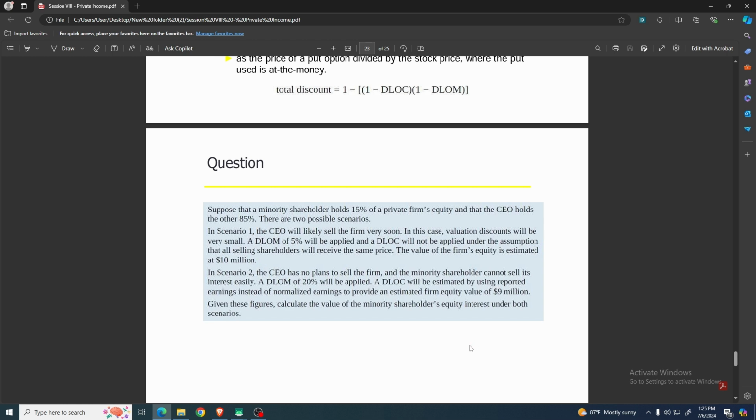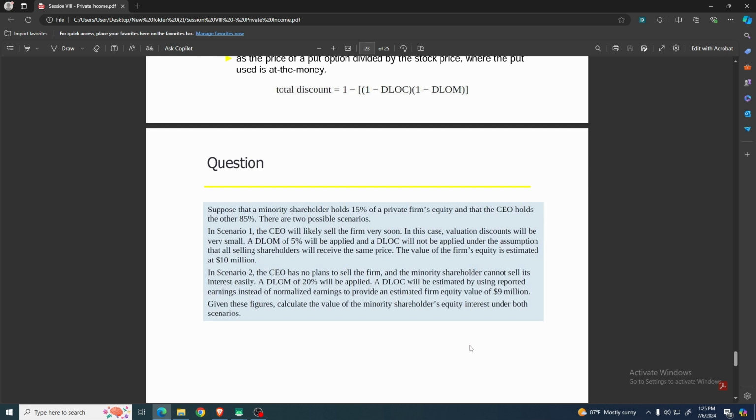Here, the firm equity value is 10 million under scenario 1. The minority shareholder percentage is stated as 15%. So basically, the equity value before discounts is going to be 10 million times 0.15, which is 1.5 million. And if you apply the DLOM of 5% to this, that would be 1.5 million times 1 minus 5%, which is 1.5 million times 0.95, that is $1.425 million. So under scenario 1, given the CEO's imminent plan to sell the firm, the minority shareholder can expect to receive a price similar to the controlling interest, leading to minimal discounts.